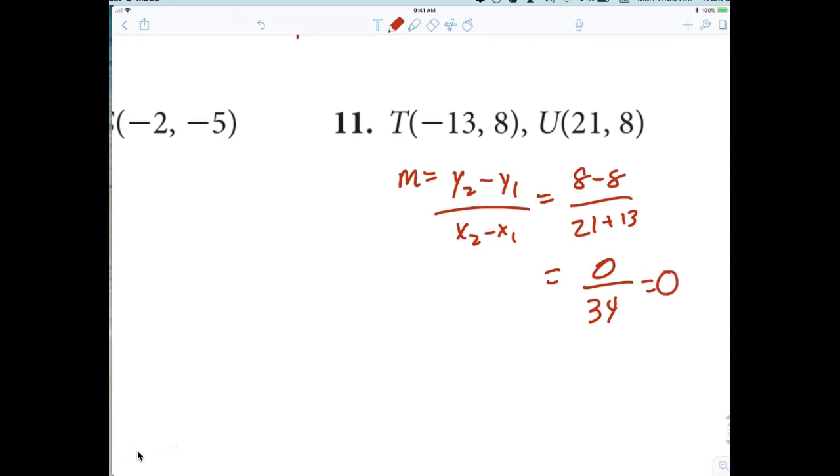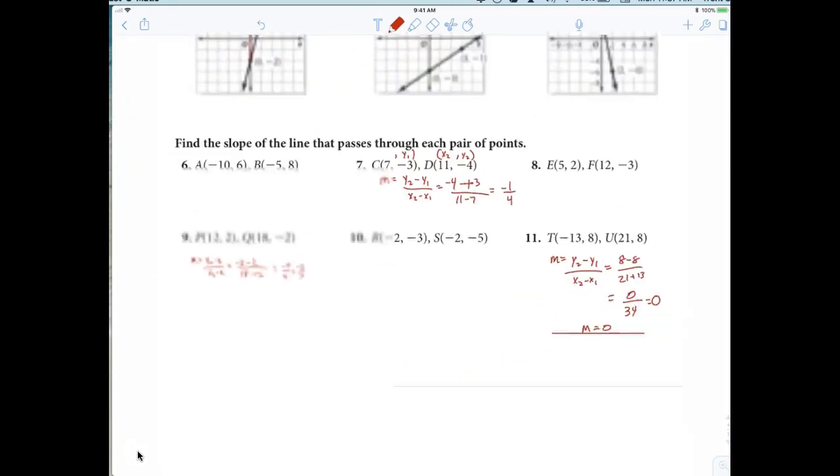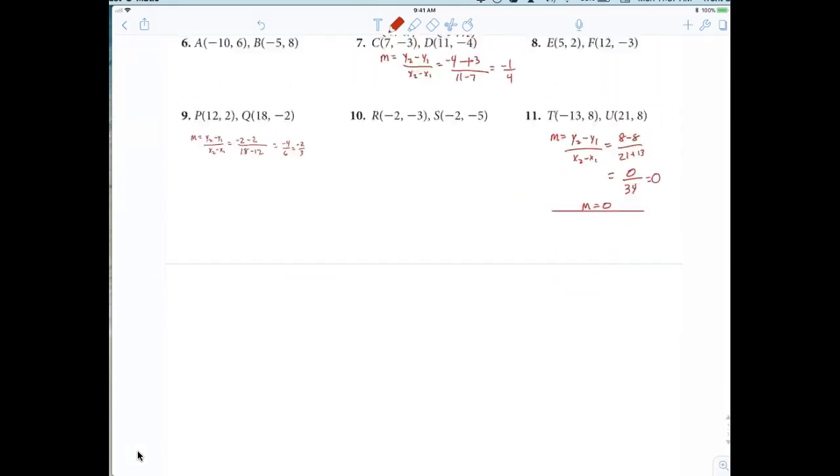Wow. 0. All right. Now don't forget, if somebody says there's a slope of 0, I want everybody to draw this line, right? It's a horizontal line. So slope is 0. Is everybody good with this? Why do you use 21 plus? Because it's minus a negative. 21 minus -13. You're hearing me, right? 21 minus -13. Come on now. Everybody's good?